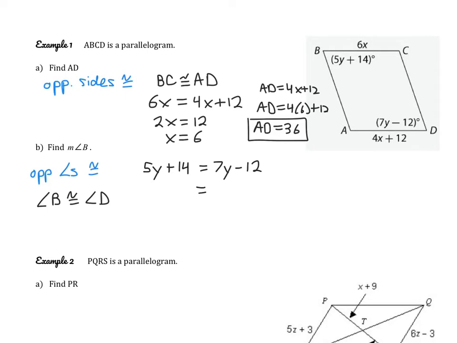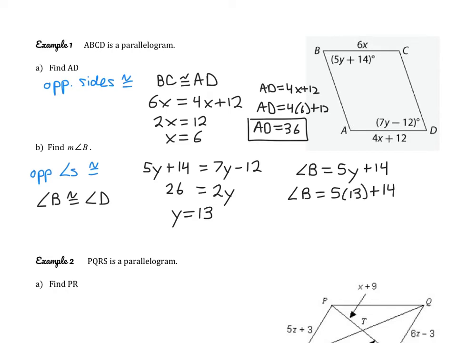So I can subtract 5y from each side and also add 12 to both sides. And if I divide by 2, we get y equals 13. Again, they don't want to know what y is equal to. They want to know what angle B is equal to. So we know that angle B is 5y plus 14, so we can substitute. So we end up with angle B equals 79 degrees.